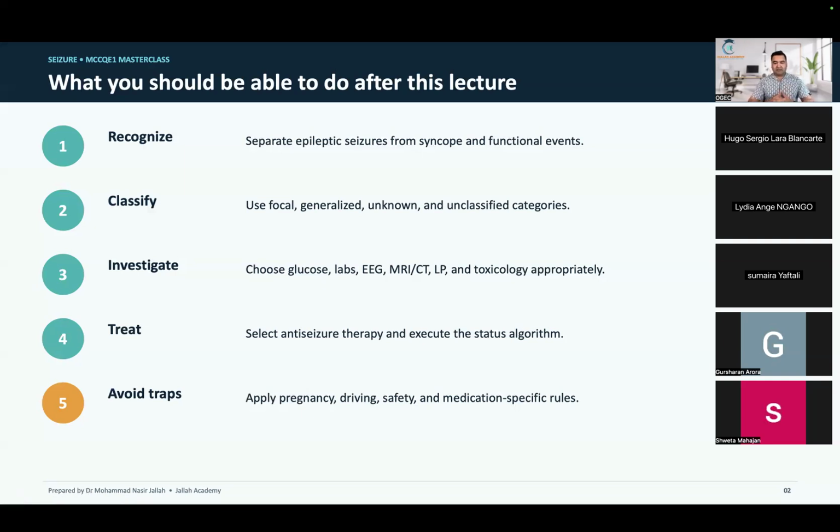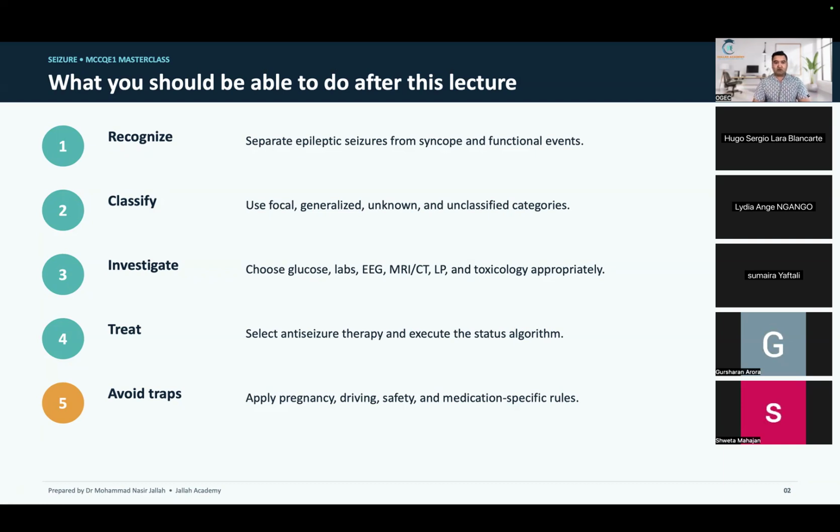Seizure is definitely a very commonly tested topic. You will get between 1 to 5 questions from seizure. It's very hard to say if you're getting questions from the clues, symptoms, or the treatment, but you will definitely get questions out of the topics that we are discussing today.